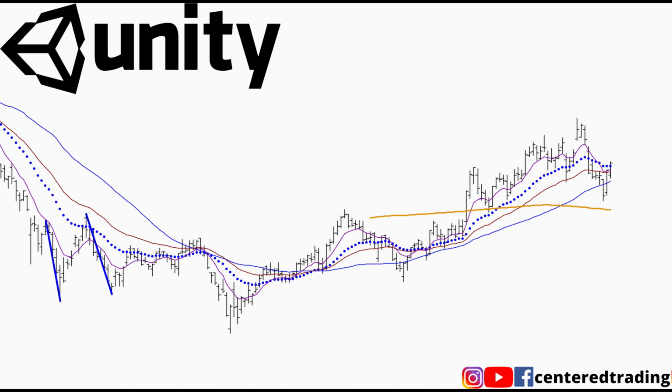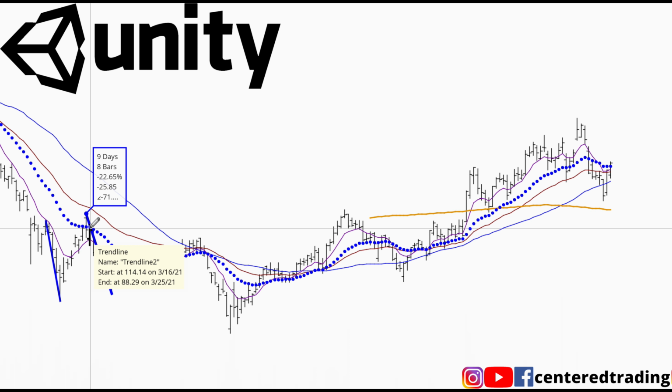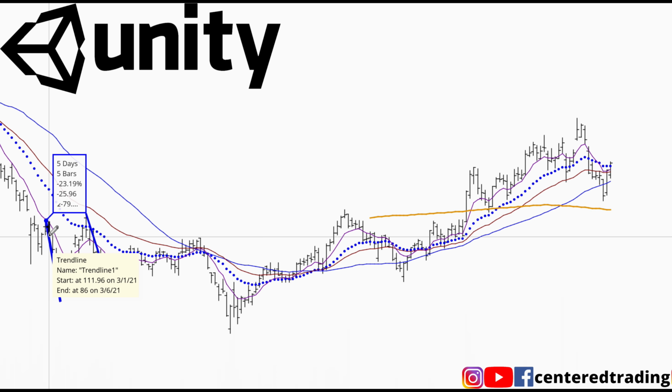Looking at Unity software on the daily chart, nice pullback over here. Looking for symmetry support, looking at the history of this chart, looking for other pullbacks that are very similar in dollar amount. This pullback $25.85 and this one $25.96.